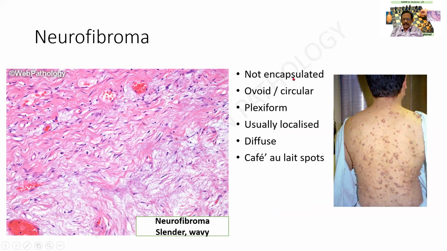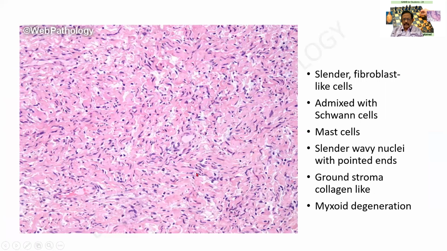The tumor is not encapsulated, but there can be condensation, ovoid or circular. Sometimes it is plexiform. Usually it is a localized lesion, but sometimes it can be diffuse. It can be multiple. So this is a condition of neurofibromatosis, plural. And another lesion that can be seen will be the cafe au lait spots. Coffee-like spots can be seen. So superb, nothing else is needed for you people.